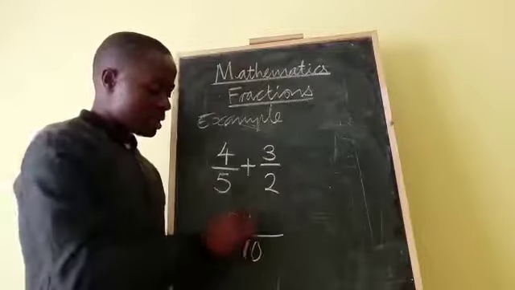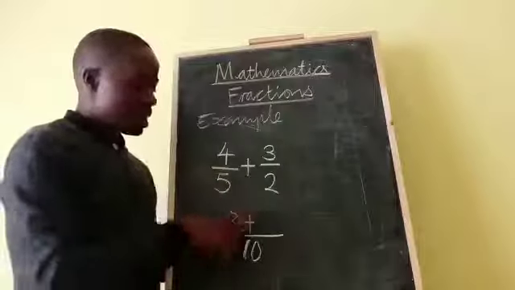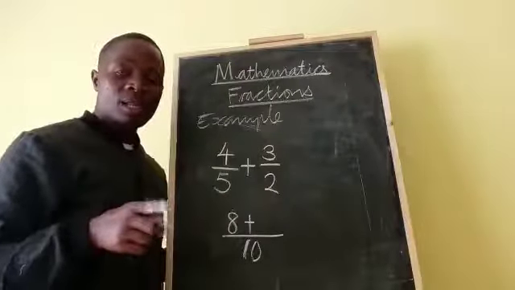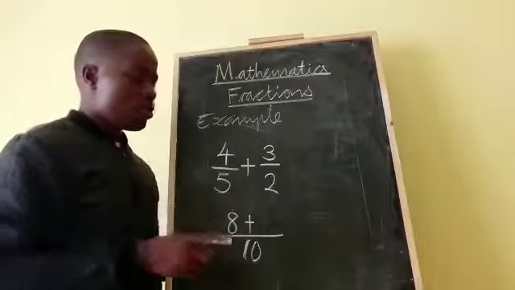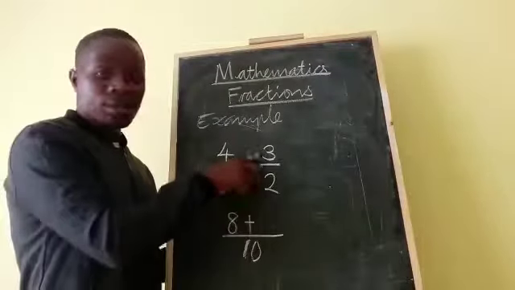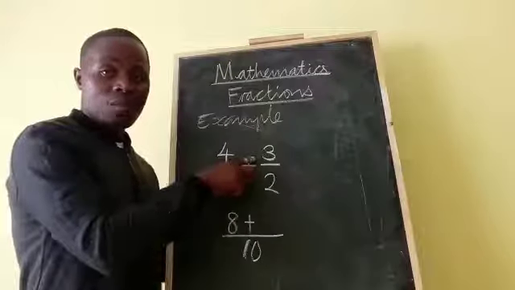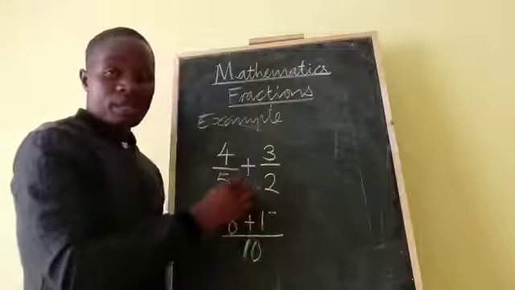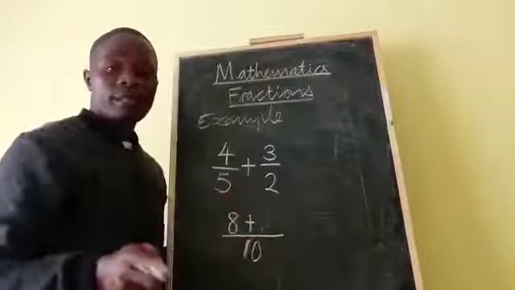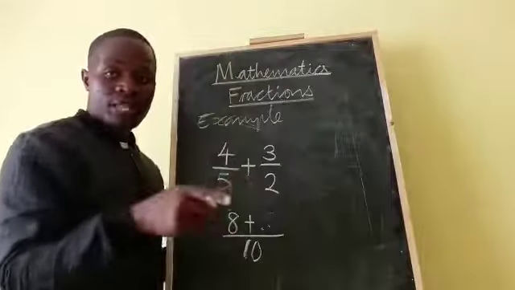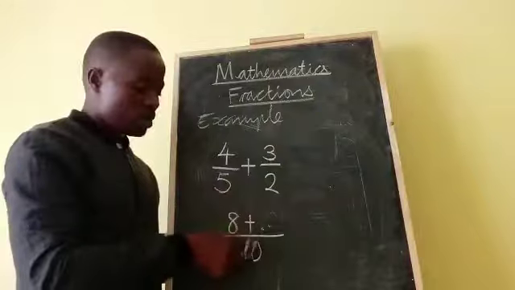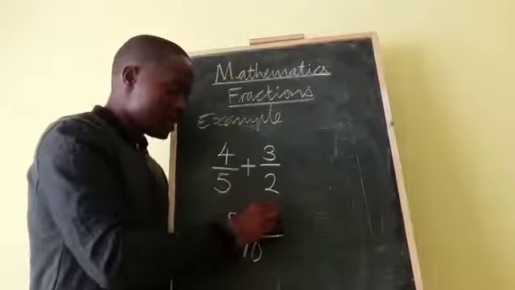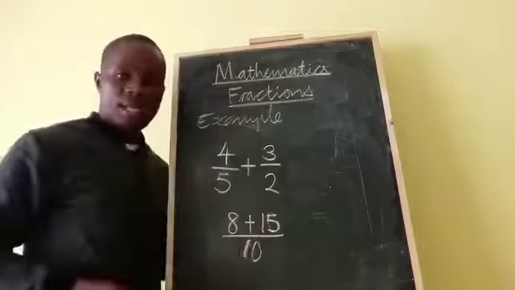Then you say plus, with a plus sign here. Then you say, how many times can 2 enter 10? 2 can go into 10 5 times. Since 2 can go into 10 5 times, we are now going to multiply 5 times 3, which is the numerator there. It will give us 15. Why? Because 2 can go into 10 5 times. So 5 times 3, that will give us 15. Thank you for paying attention.